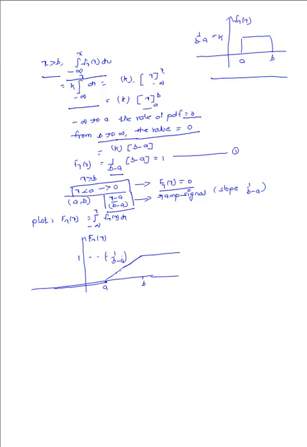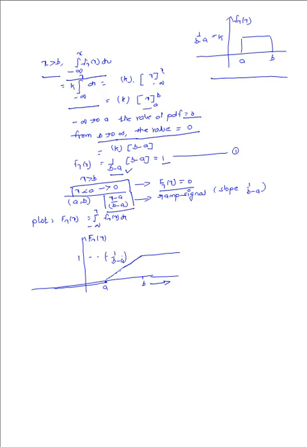From a to b, the constant k will be taken outside as 1 by b minus a, and the integral from a to b of dx is simply x evaluated between a and b, which gives b minus a. So b minus a in the numerator and b minus a in the denominator finally give the answer as 1. So for values of x greater than b, towards the right side of b, the value is constant at 1.